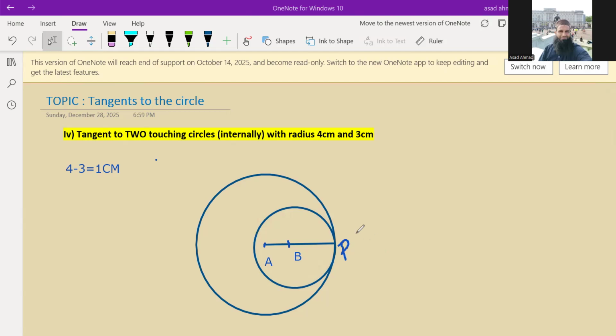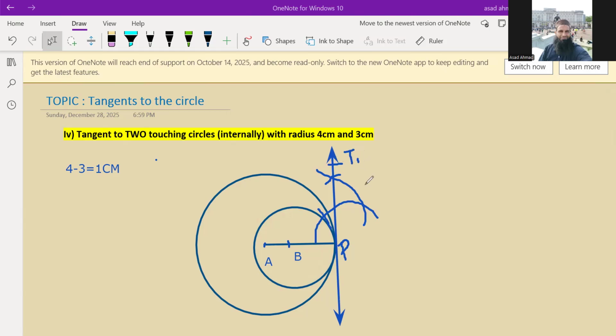Now we have to draw one tangent to both of these circles, or you can say a common tangent is required. For that purpose, you just have to make a 90-degree angle, and that's it. This will complete the diagram. You have to make a 90-degree angle at point P. So obviously it will be like this one, and this can be obtained once you simply make a 90-degree angle at point P.